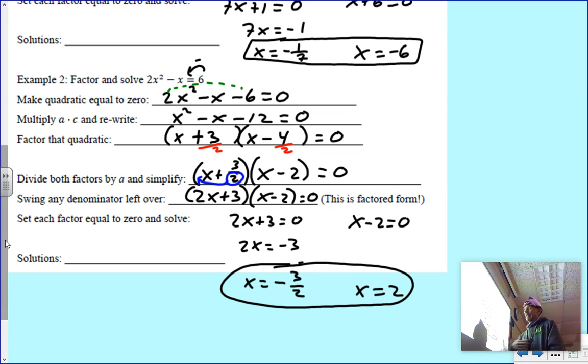Okay? The process never changes, folks. Make sure it's equal to 0. Multiply the a times the c, factor, divide, swing any denominators left over, and then set equal to 0 to solve. Some more examples and some special cases will come in the next video.